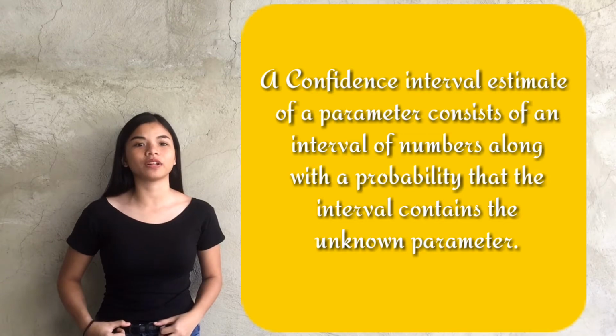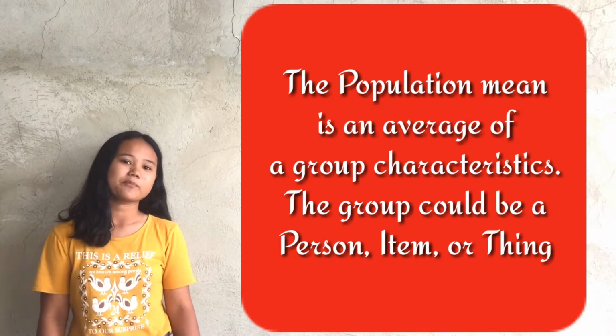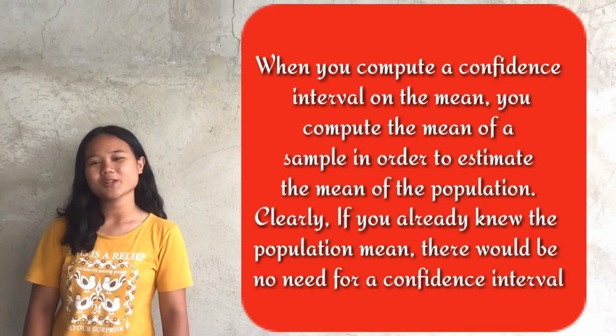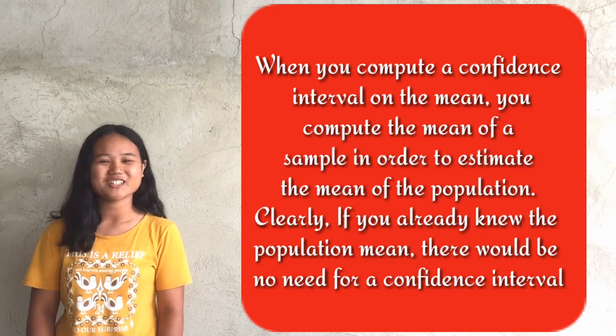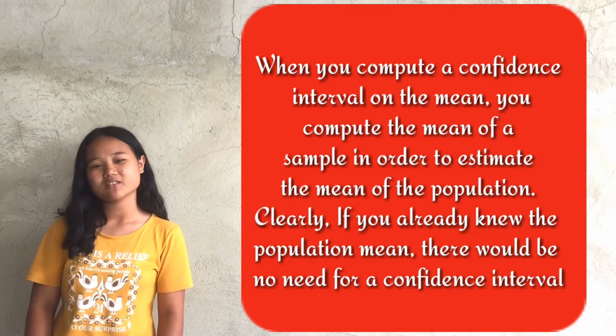Probability that the interval contains the unknown parameter. Population mean is an average of a group characteristic. The group could be a person, item, or thing. When you compute the confidence interval on the mean, you compute the mean of a sample in order to estimate the mean of the population. Clearly, if you already knew the population mean, there would be no need for a confidence interval.